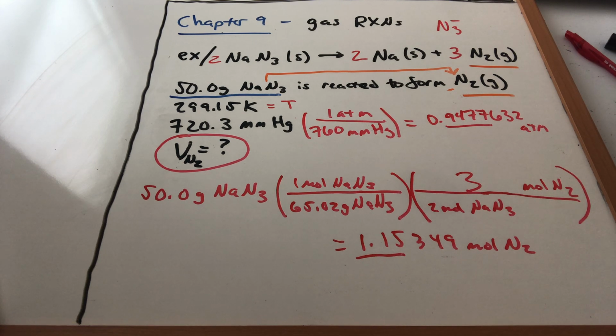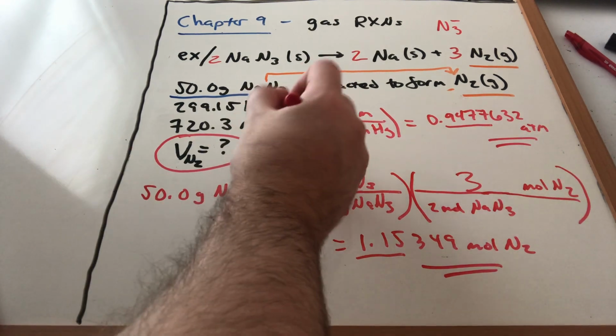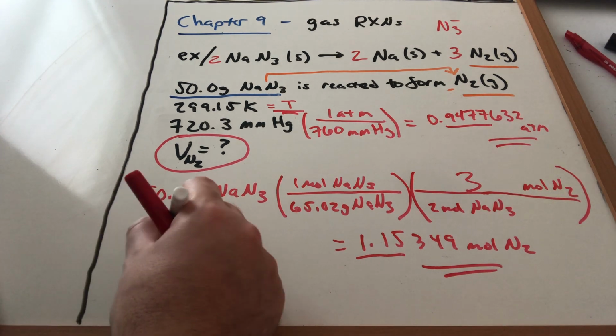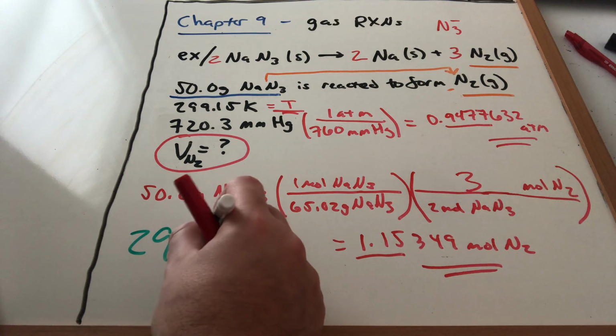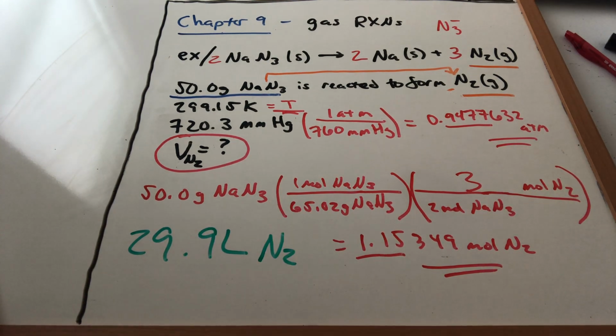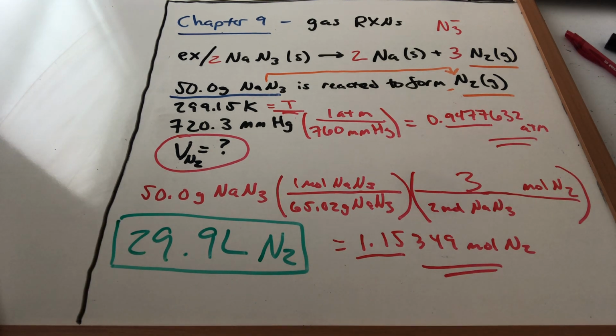I'm going to leave this step out because I want you to practice using the ideal gas law, but realize you have everything you need. You have your n, you have your P, you have your T, and you can solve for V. And paying attention to significant figures, what you get out at the end, and please confirm this, is 29.9 liters of nitrogen. So that sodium azide, when it disappears, and when I use the ideal gas law, generates a lot of nitrogen, 29.9 liters of nitrogen.